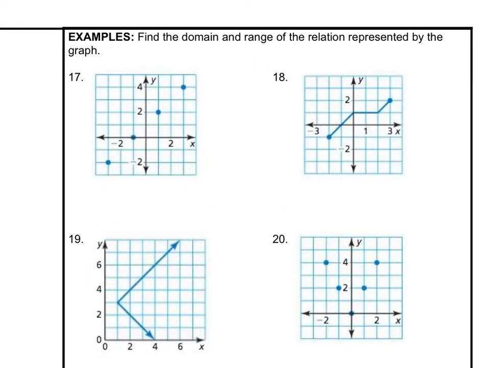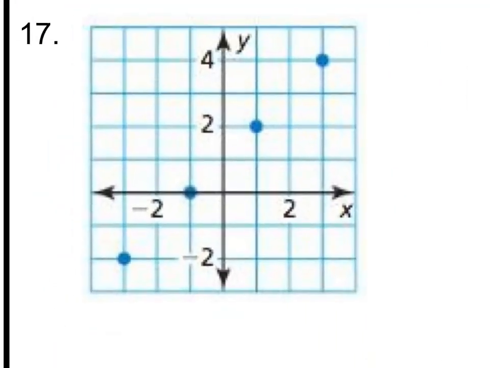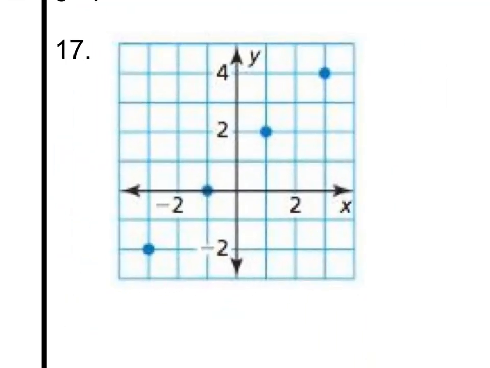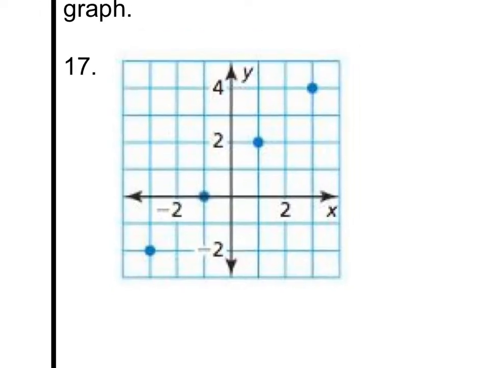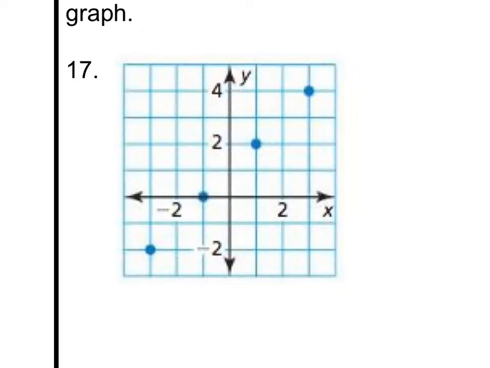Your graphs can either be separate points, like you see for number 17 and 20, or they can be connected like you see for the other 4. Depending on what we have, we write it differently. We're going to do number 17. Okay, number 17, you have separate points. What I would recommend you do is you list out the 4 points that you see first, and then write for me the domain and range.